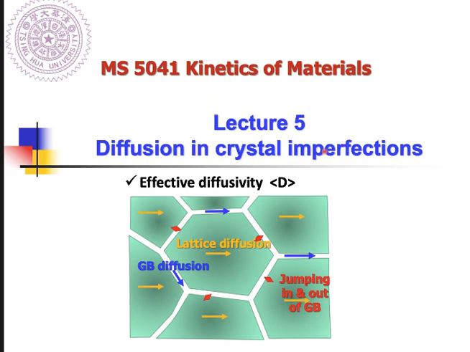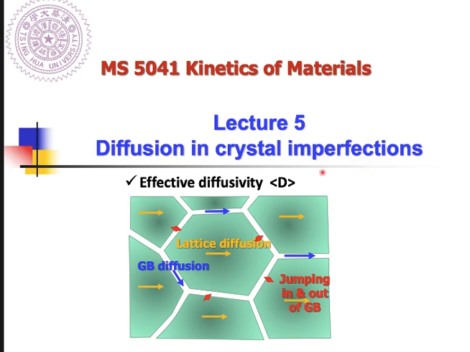Okay, so let's move to lecture 5, diffusion in crystal imperfections. In lecture 4, we put more emphasis on diffusion in metal or ionic materials. But for the crystal structure, we assumed they are single crystal materials, right? So we didn't talk about defects or grain boundaries or free surfaces inside these materials. But in most real cases, the materials we deal with for sure have some crystal imperfections.